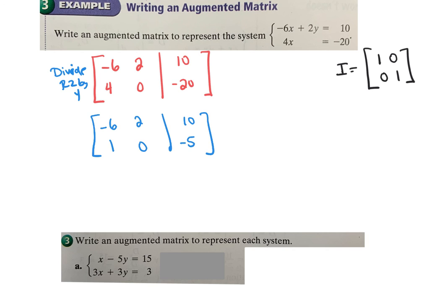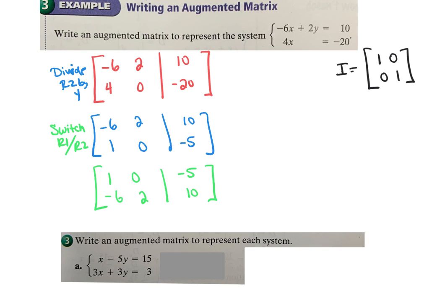Now remember, I want the identity matrix, so where do I really want that 1, 0? I want it on the top. Well, one of the things I can do is switch rows. So what do you think I'm going to do next? Yeah, I'm going to switch row 1 and row 2. All right, so I'm going to say 1, 0, negative 5. Switch the whole row. Negative 6, 2, and 10.